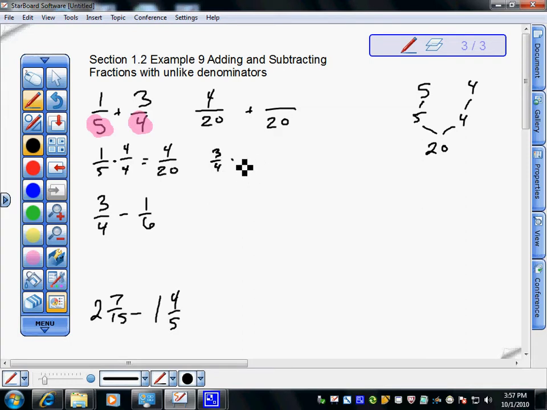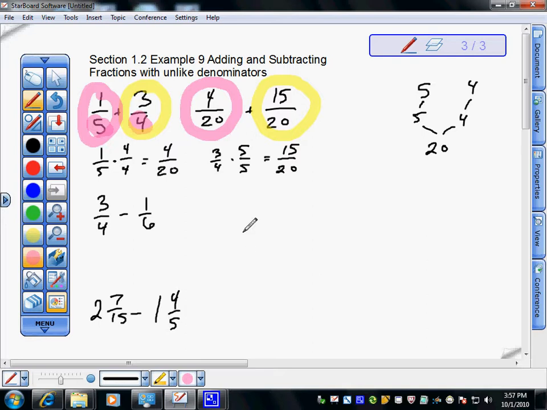and I need to multiply it by something that's going to give me a 20. Well, 4 times 5 gives me 20, so that means that I have to multiply 3/4 by 1 in the form of 5 over 5. 3 times 5 makes 15. So what I really have going on here is 1/5 plus 3/4. So there's my 3/4, there's my 1/5.